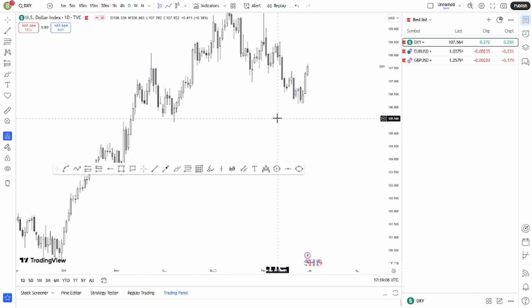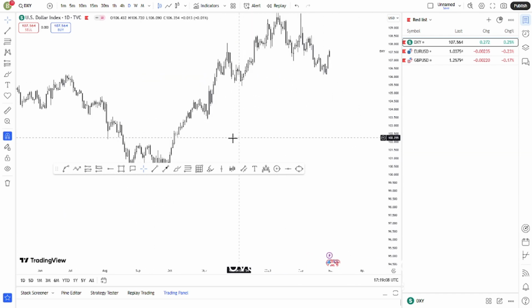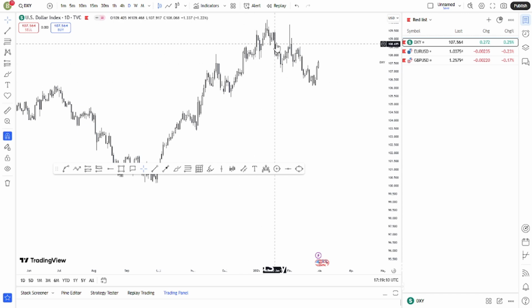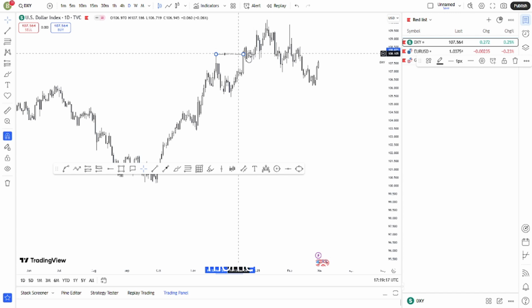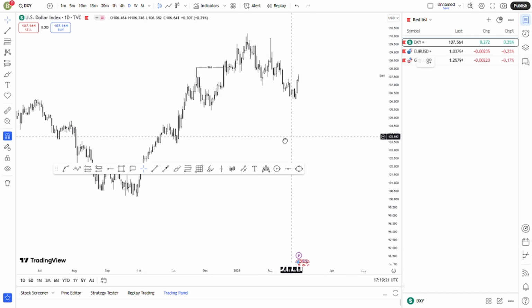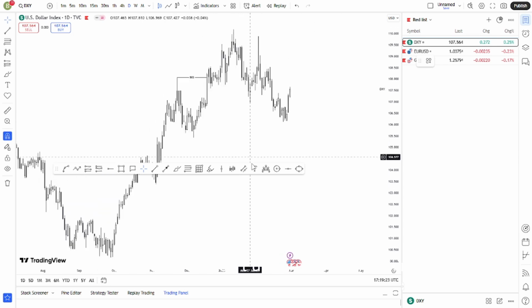So we are on the daily time frame, as you can clearly notice, and the overall trend on the DXY is to the upside. As you can see here, we had a break of structure within this point to show that the momentum is to the upside, guys. And if you have any questions, just drop them in the comment section, that is if you don't understand something.